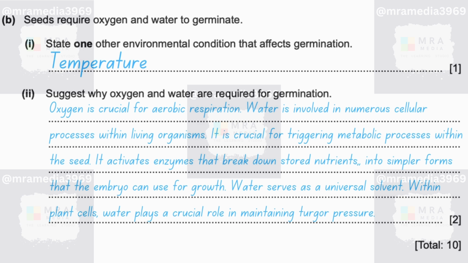Within plant cells, water plays a crucial role in maintaining turgor pressure. Turgor pressure refers to the pressure exerted by the cell contents against the cell wall, providing structural support to plant cells and tissues. When plant cells are well hydrated, water fills the vacuoles and exerts pressure against the cell wall, helping plants maintain rigidity and upright structure.